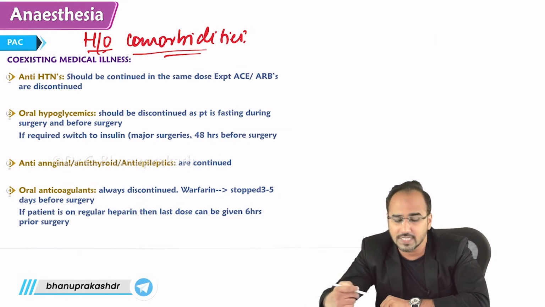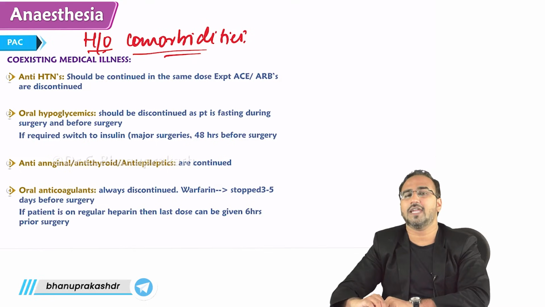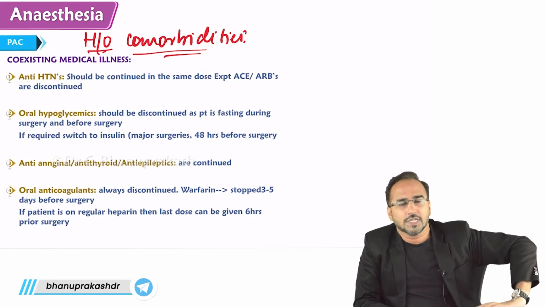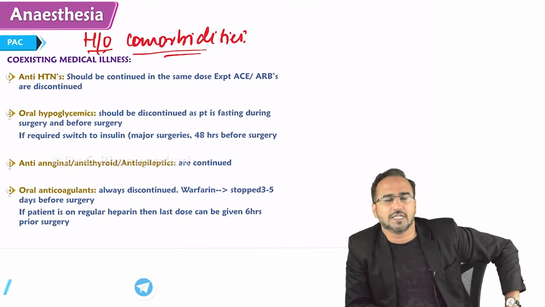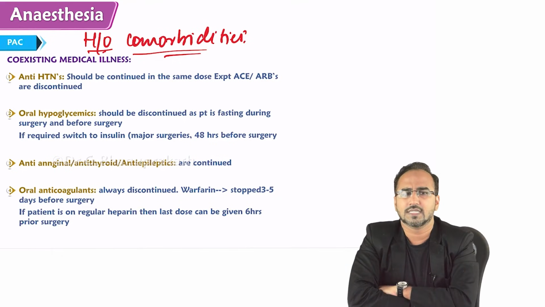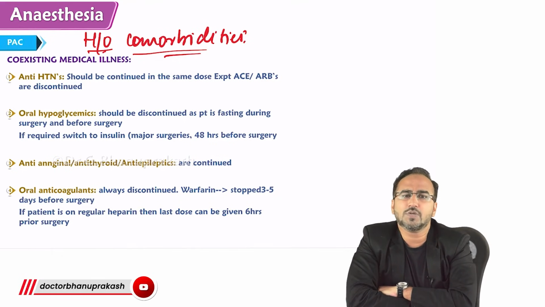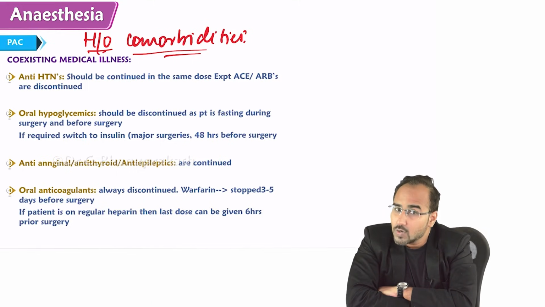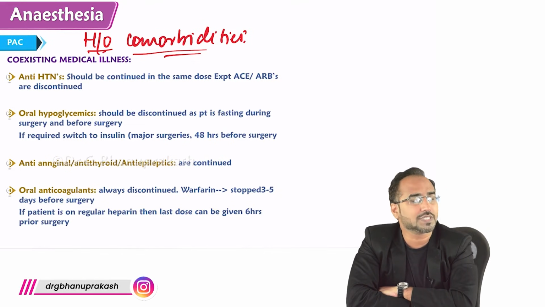But what is your advice regarding insulin? Regarding insulin, what do you advise? You tell the patient, continue insulin without any problem. Why, guys? Why do you need to tell the patient to continue insulin? Because remember, insulin dose can be titrated according to the blood sugar level. Oral hypoglycemic drugs come in a fixed formulation. The dose can't be titrated.